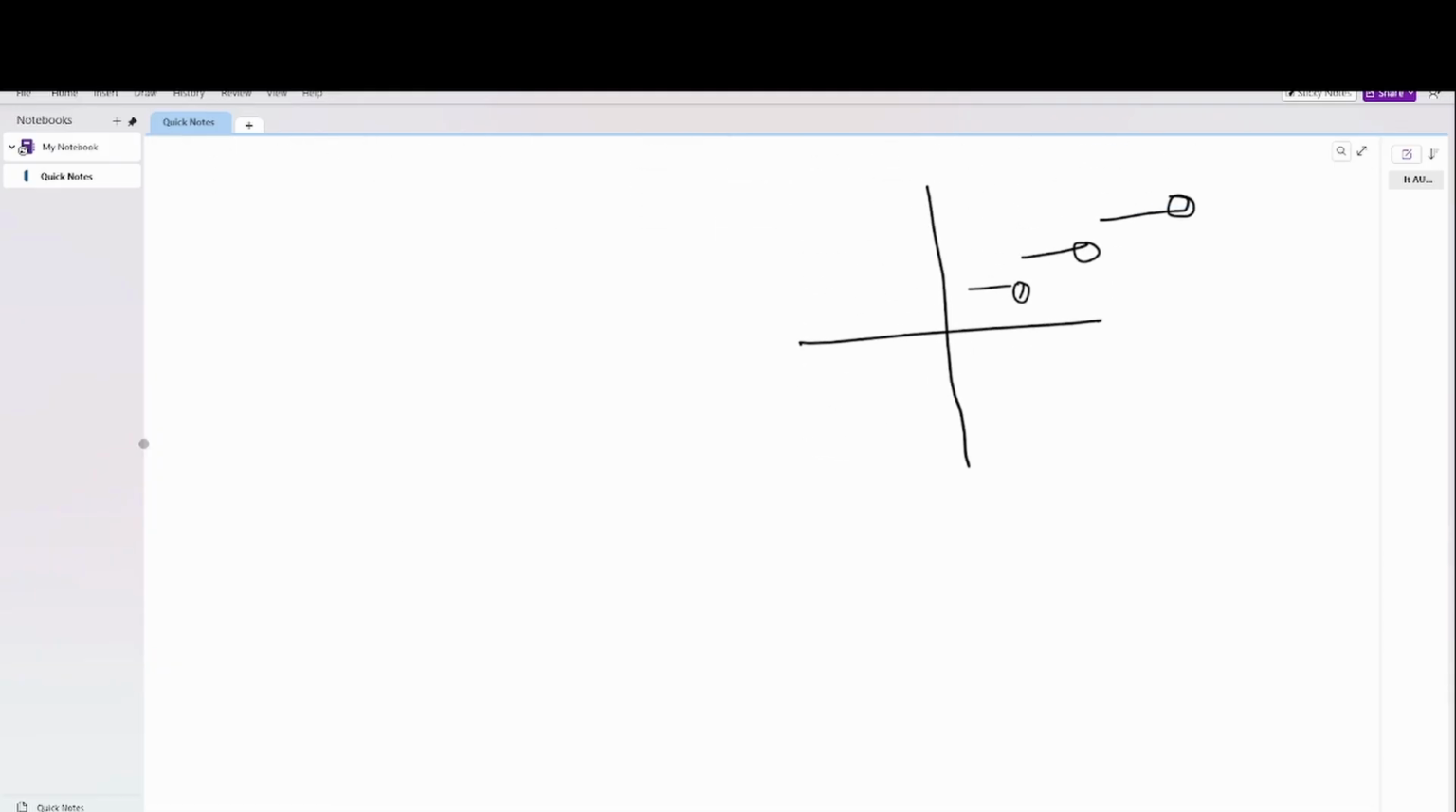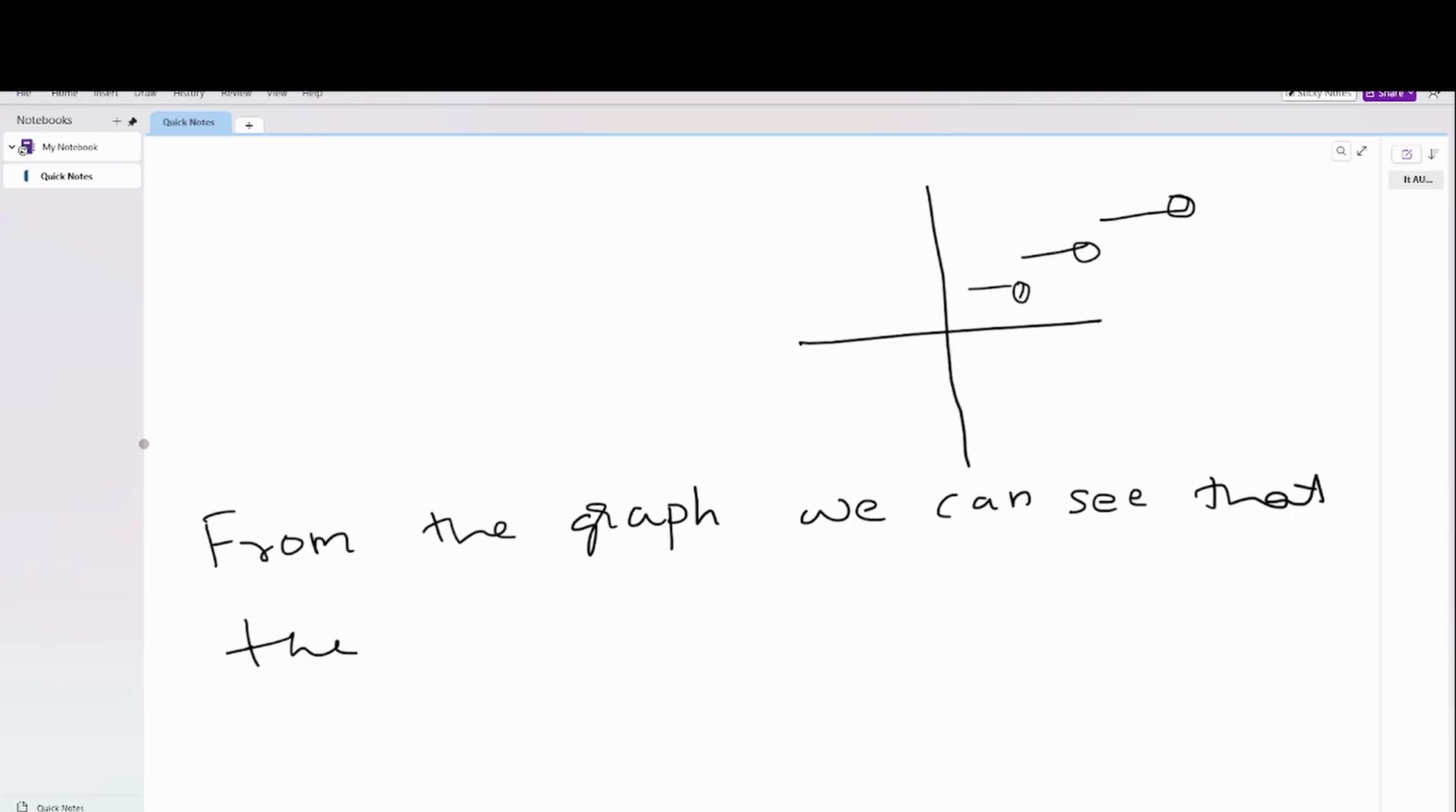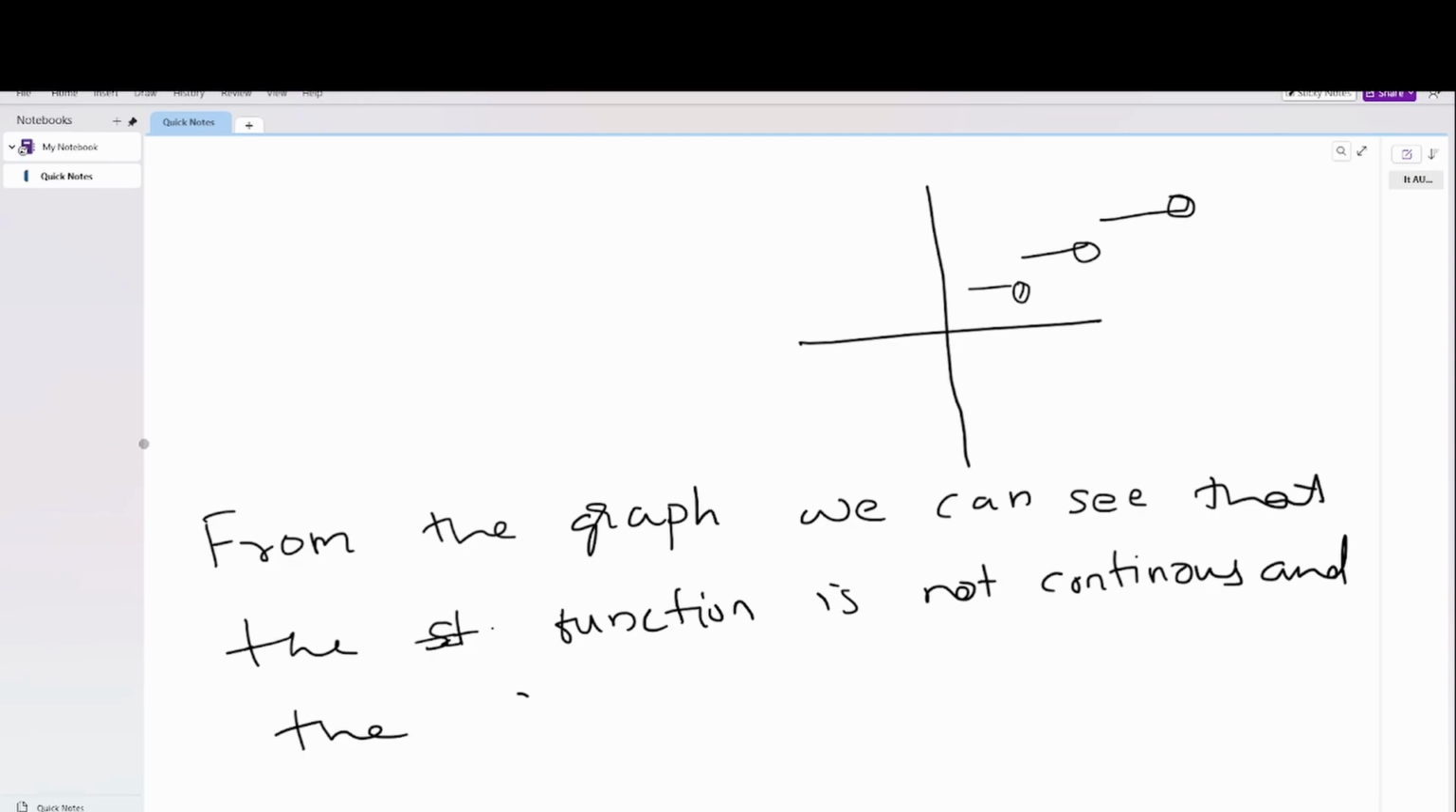From the graph we can see that the function is not continuous and the statement is false.